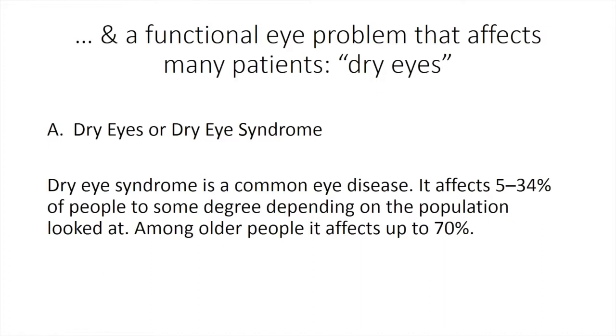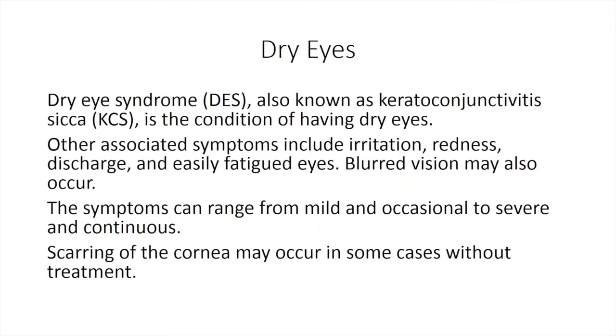It affects variously 5 to 34% of people, depending on which population group you're looking at. And among older people, it can affect up to 70%. DES is the abbreviation for dry eye syndrome. It also has other names with other abbreviations, and effectively it's having dry eyes. Other symptoms can be associated with it, such as irritation around the eyes, redness, discharge of a non-lubricating kind, and easily fatigued eyes, therefore impacting our quality of life and ability to read. Blurred vision may also occur, and symptoms can range from mild and occasional to severe and continuous.